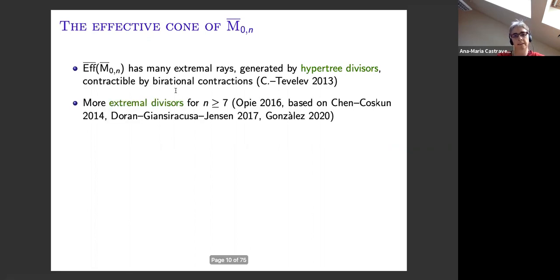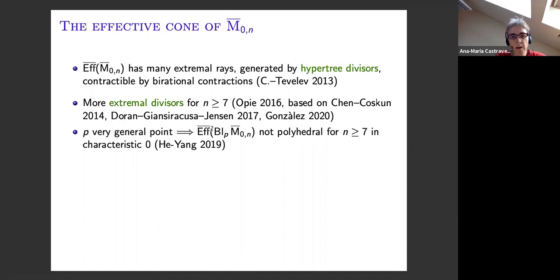Then further, more extremal divisors, when n is at least 7, were constructed by Opie, based on the work of Chen and Coskun for showing that M1,n bar does not have a polyhedral effective cone. And then later on also Doran, Giansiracusa, Jensen, and then Gonzalez, based on their work, found some other divisors. And then just as an amusing fact, I want to also mention that if you blow up just one very general point on M0,n bar, starting with n equals 7, the effective cone is not polyhedral in characteristic 0. This is a work by graduate students Zhuang He and Lei Yang. So this is a bit of a different case. We lose the rigidity of the space here, but I find that this is an interesting result.